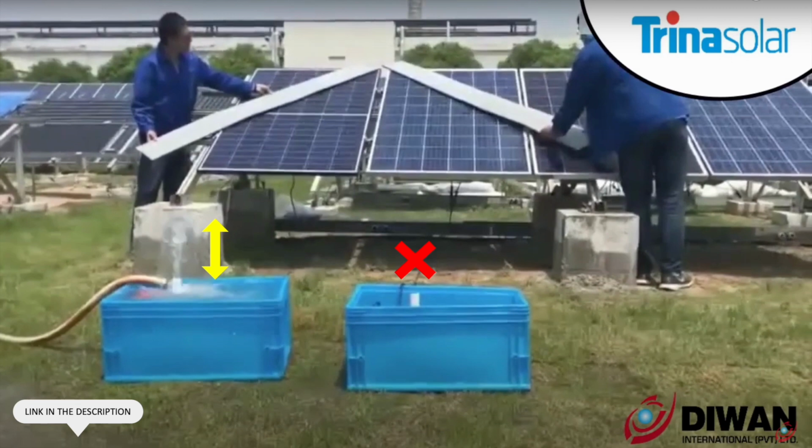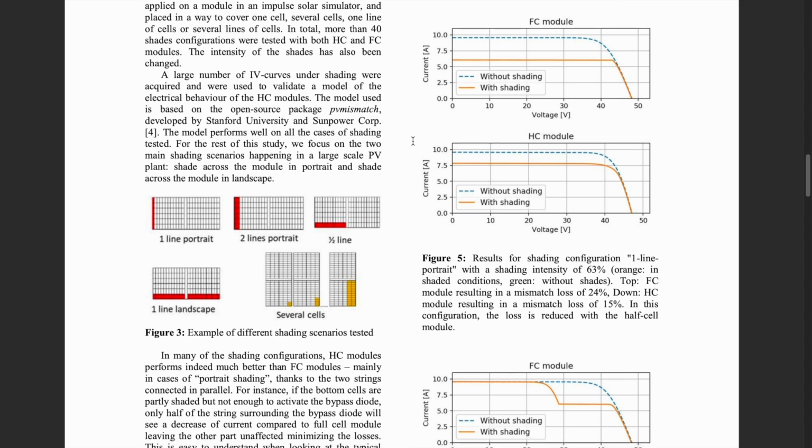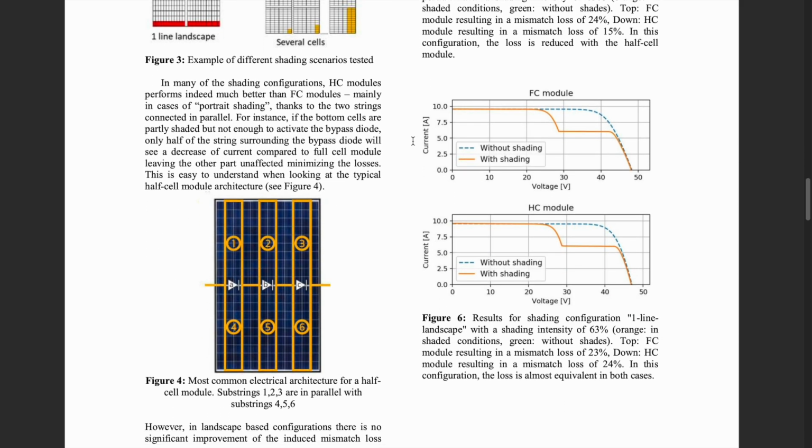If you want to understand more about how shading affects power output of half cell panels, you might be interested in this paper I found on the internet. It was written by the R&D team at EDF a few years ago and looks at a variety of shading scenarios and the resulting IV and PV curves.